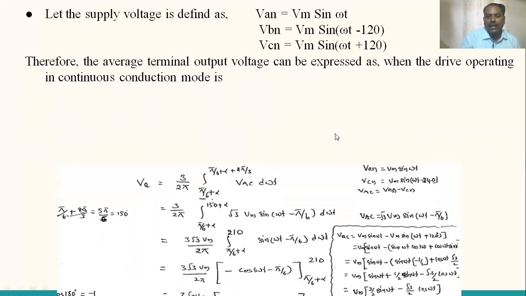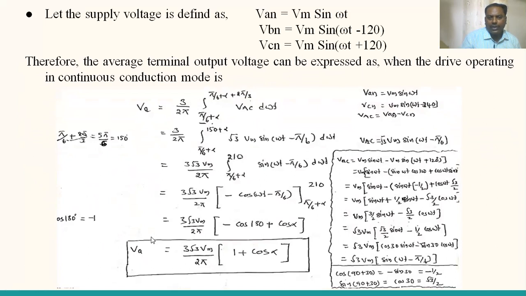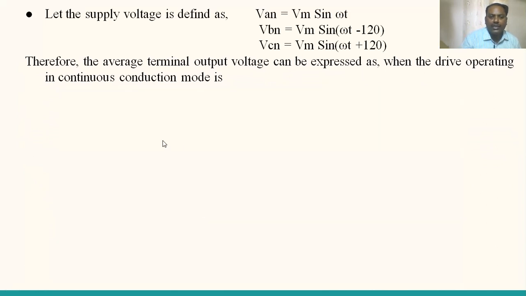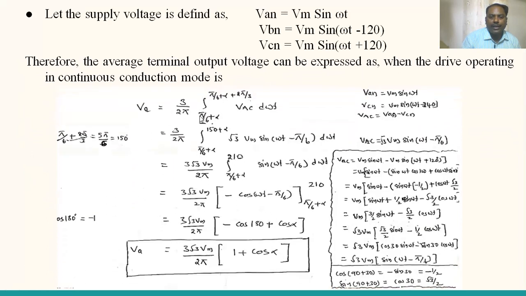So this is the value of the average output voltage. VA is equal to 3 by 2 pi, since it is a 3 pulse converter, integral from pi by 6 plus alpha to pi by 6 plus alpha plus 2 pi by 3. At any instant, the thyristor T1 is responsible for 120 degrees conduction, in support of D1 and D3. Like that, one thyristor shares the conduction with two diodes.